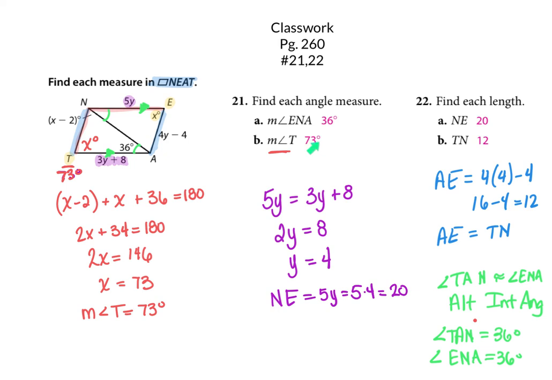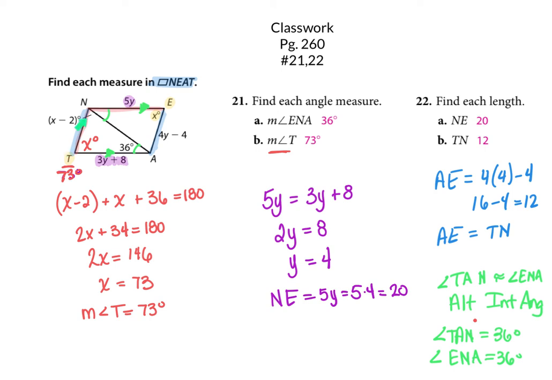Let's look at 22. The measure of each length, NE. Well, NE is congruent to TA. Congruent means they equal each other. So I set 5y equal to 3y plus 8. Subtract my 3y, 2y equals 8. Divide by 2, I get y equals 4. They want the measure, so I need to plug it back in. NE is 5y, 5 times 4, 20. NE is 20.